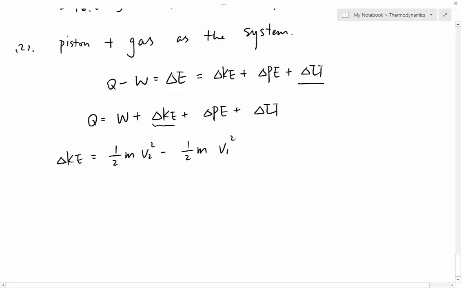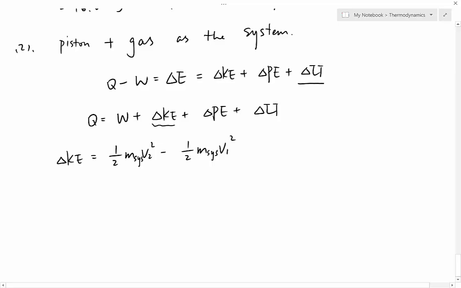Okay, kinetic energy is 1/2 times mass times velocity squared. V2 means final velocity, V1 means initial velocity. Delta, the change, whenever you calculate change, is always final minus initial. All right, and mass, what is the mass here? Mass of your system.